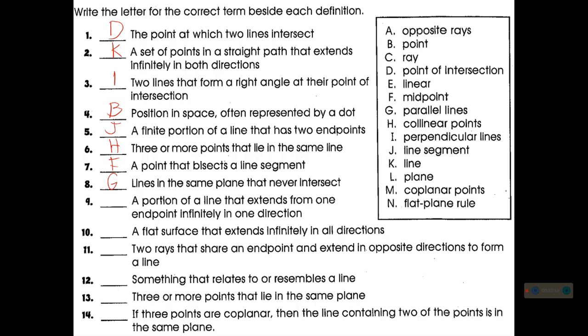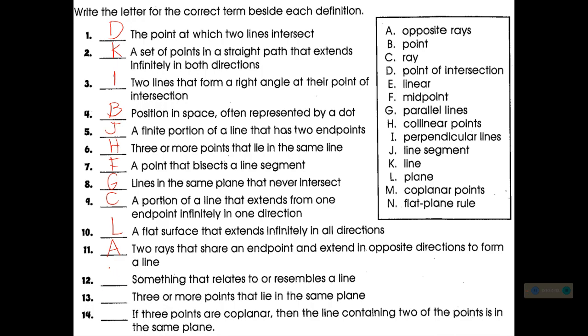Next, number 9. A portion of a line that extends from one endpoint infinitely in one direction. What do you call that? That's correct. Letter C, which is ray. Next, number 10. A flat surface that extends infinitely in all directions. What do you call that? Yes, that is a plane, letter L. Next, number 11. Two rays that share an endpoint and extend in opposite directions to form a line. What should it be? Yes, that is opposite ray. So, letter A.